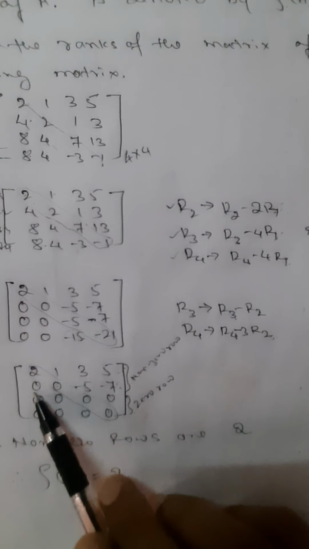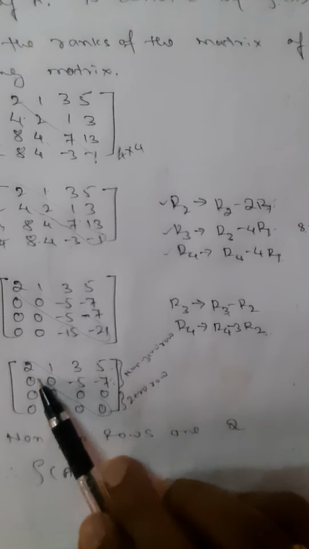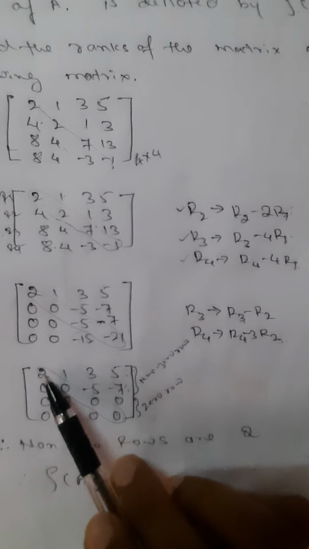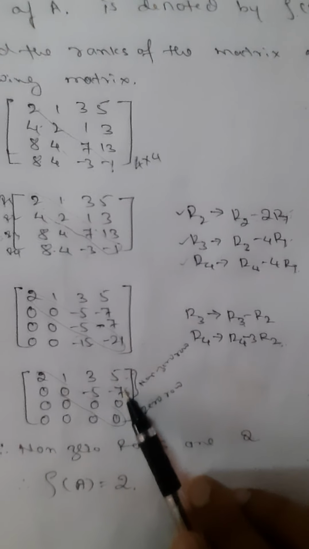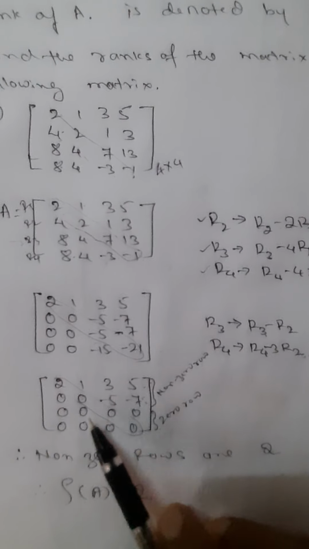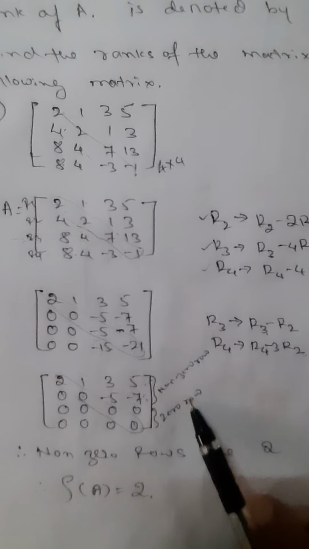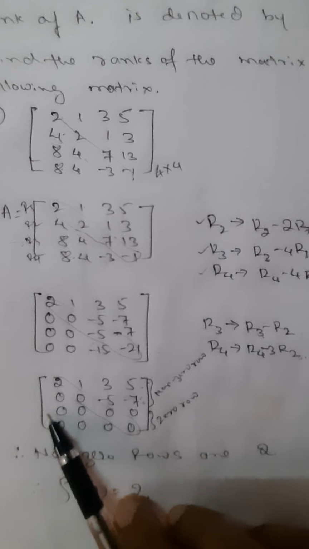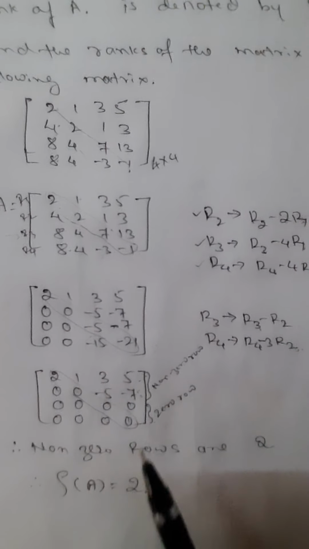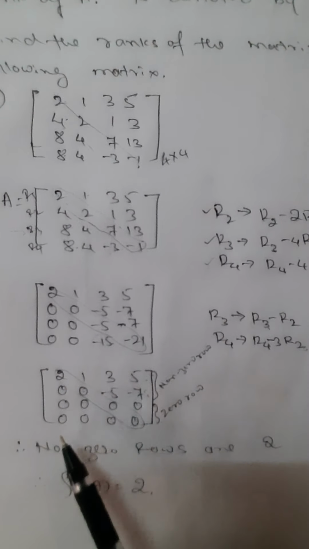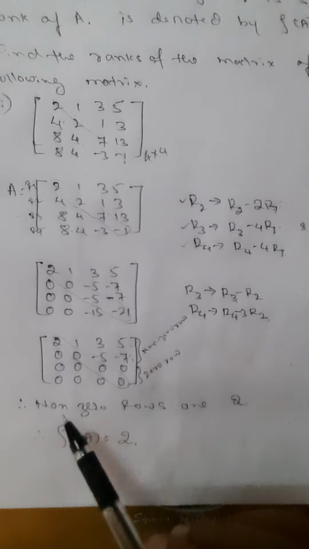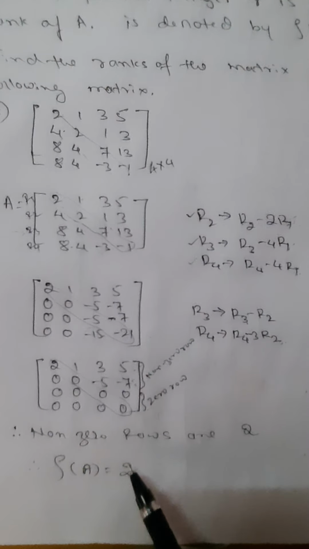Now we observed here the first row and second row are non-zero rows, because they contain some numbers other than zeros. But the third row and fourth row are zero rows because there is no element other than 0. So we can say the number of non-zero rows is only 2. Therefore the rank of the matrix A is equal to 2.